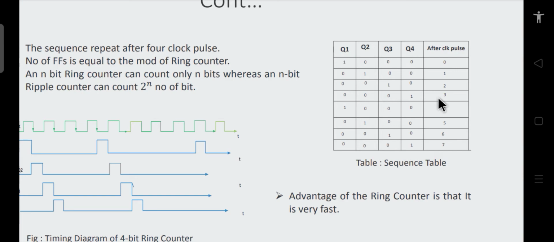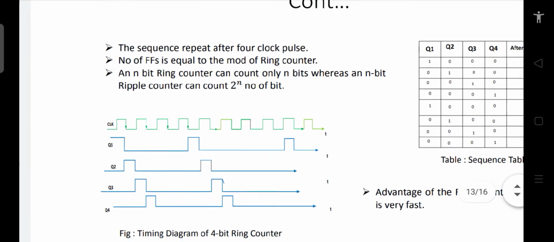After the fourth state, 0001, when the next clock pulse appears, the state again becomes the same as the first one, and it keeps on repeating. It keeps on counting these sequences only. You cannot count anything else from this ring counter.